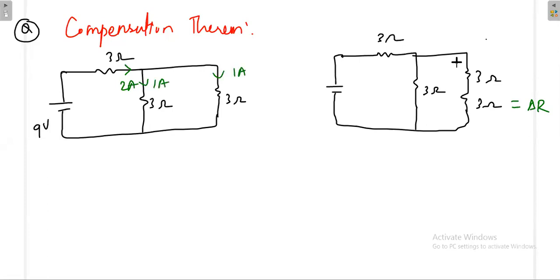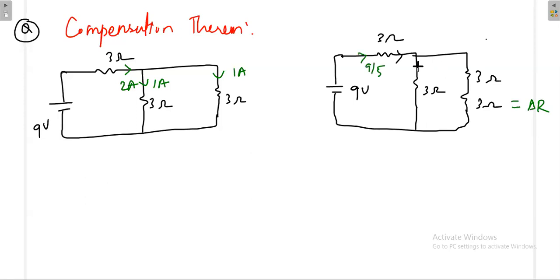Now, what will happen here? 3 plus 3 is 6. 6 parallel 3 is 2. 2 plus 3 is 5. So here already 9 volt is there. 9 divided by 5. What is the current? You'll get a 9 by 5 ampere current.